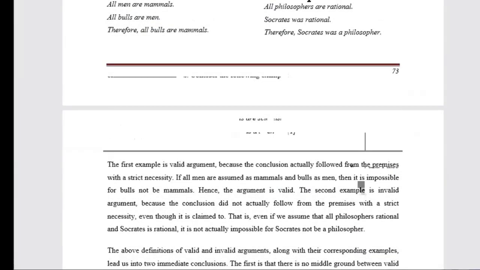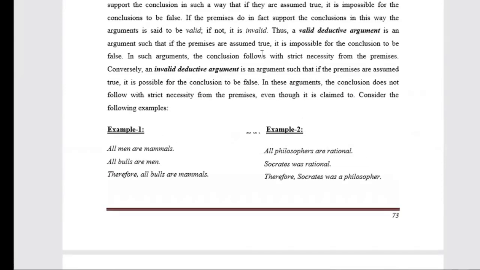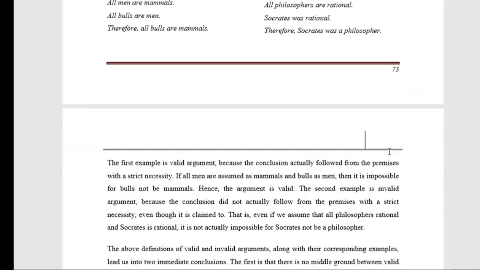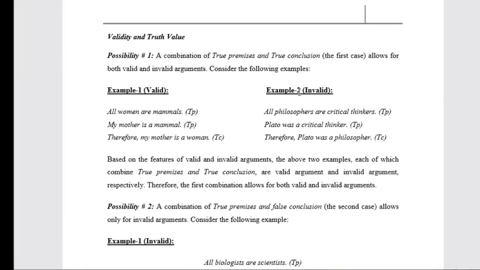Let's look at examples of the above possibilities, as you can see from your module. The first possibility is, as I have told you, when we have true premises and a true conclusion, the argument can be both valid and invalid. As you can see in the first example: all women are mammals. That's the first premise, and its truth value is true. My mother is a mammal is true. And therefore, my mother is a woman. This is a true conclusion.